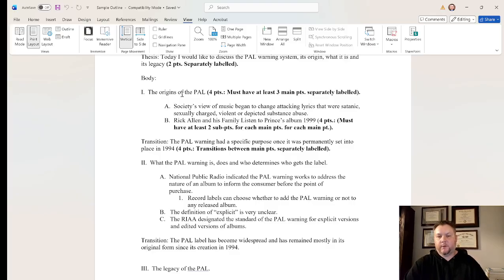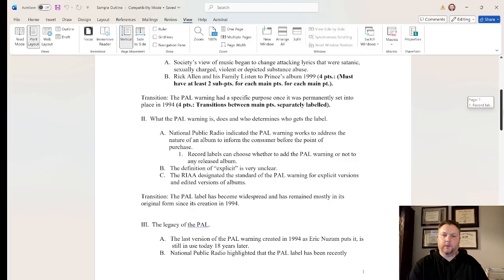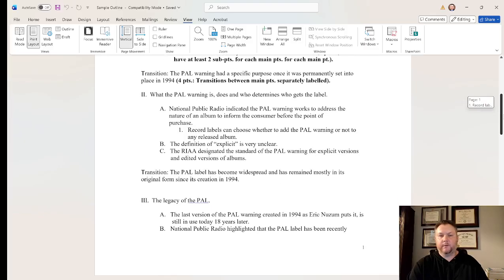Something else that's going on here, if we look at the second main point, which is what is the PMRC warning system? They say what the warning is, what it does, and who determines who gets the label. So they're talking about that. Now, if you have a subpoint here, they're talking about National Public Radio and what their information is here. And if you want to go into a subpoint of that, that's where you see they've indented one here. You don't necessarily have to go to that level of depth in my course, but some classes do that.